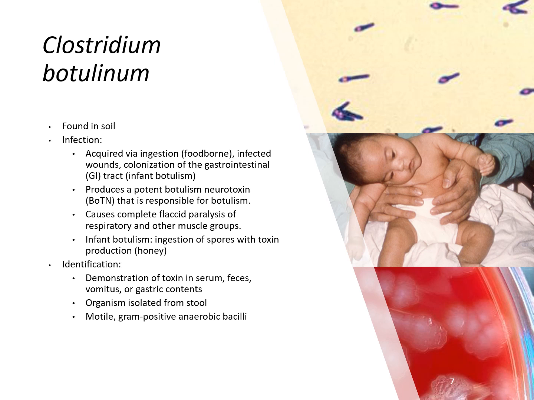So when canning food, it's very important to reach those temperatures where it seals that food off. To identify this organism, you can look for the toxin that's produced in the serum, feces, gastral contents. With this organism, it's usually going to be isolated from the stool and culture.